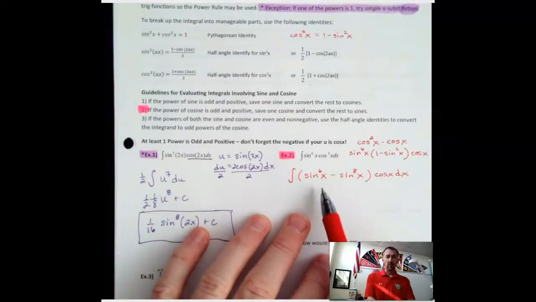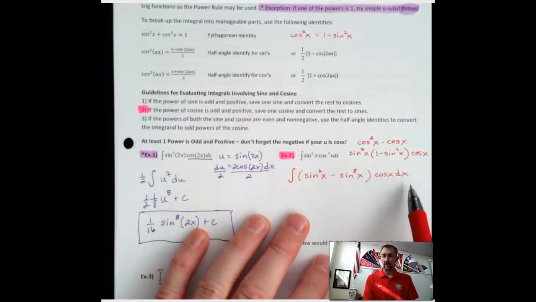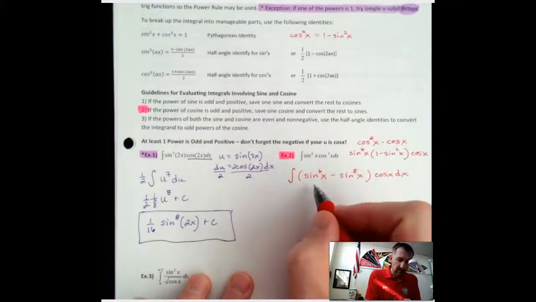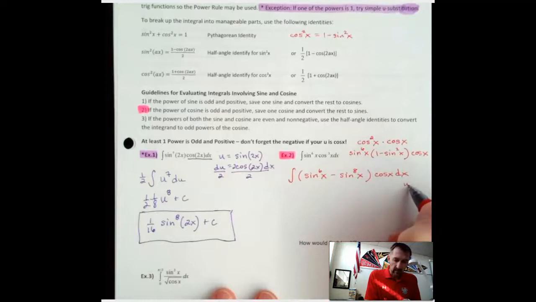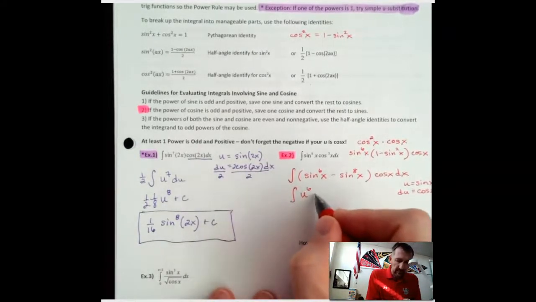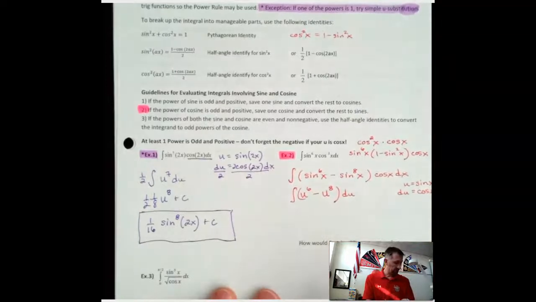Alright, so now if we let u be the sine of x, then du is going to be cosine. So we could write that down on the side, or maybe we're just okay with that. So u is going to be sine x, so du is cosine x dx. So this is going to be u to the 6th minus u to the 8th du. Right?